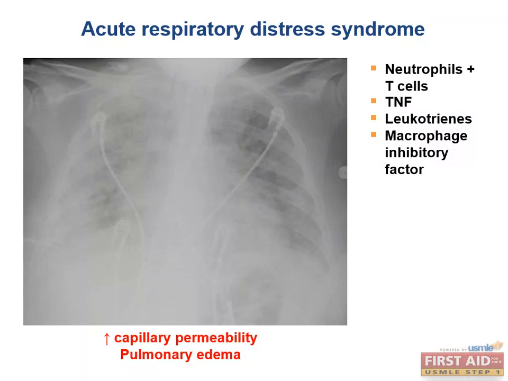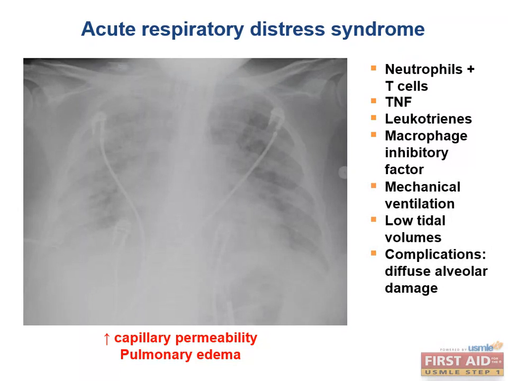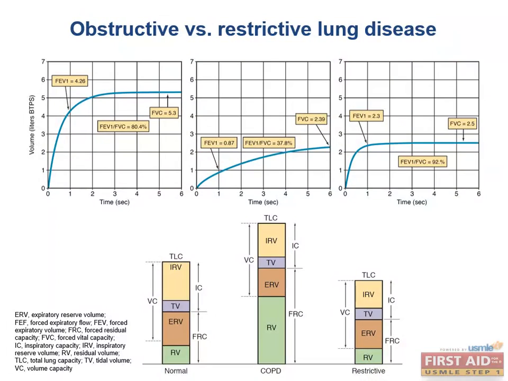Mortality rates used to be as high as 70%, but have now dropped into the 30s. Patients typically require mechanical ventilation over a long period of time, with low tidal volumes. However, during the course of treatment, oxygen radicals from high FiO2 levels can cause what's called diffuse alveolar damage, or DAD.